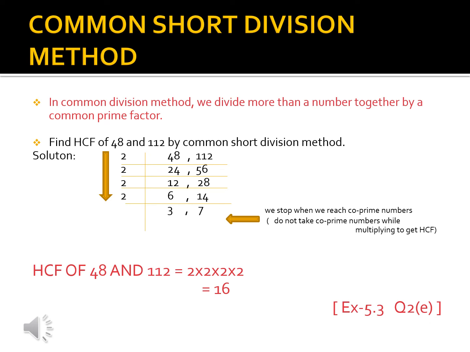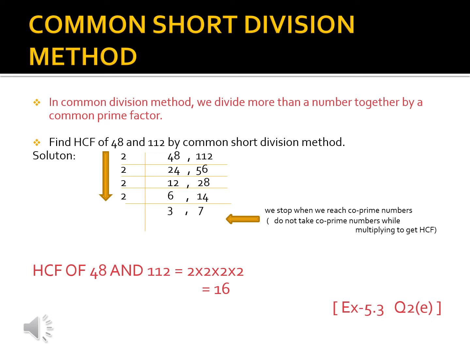So we will write 48 and 112 in a combined way, as you can see in front of you, and we'll be selecting one common prime factor which divides both 48 and 112. Such a common factor is 2, right? 2 divides 48 also, and 2 divides 112 also. Like you have done prime factorization of individual numbers, here you have to do prime factorization of two numbers in a combined manner.